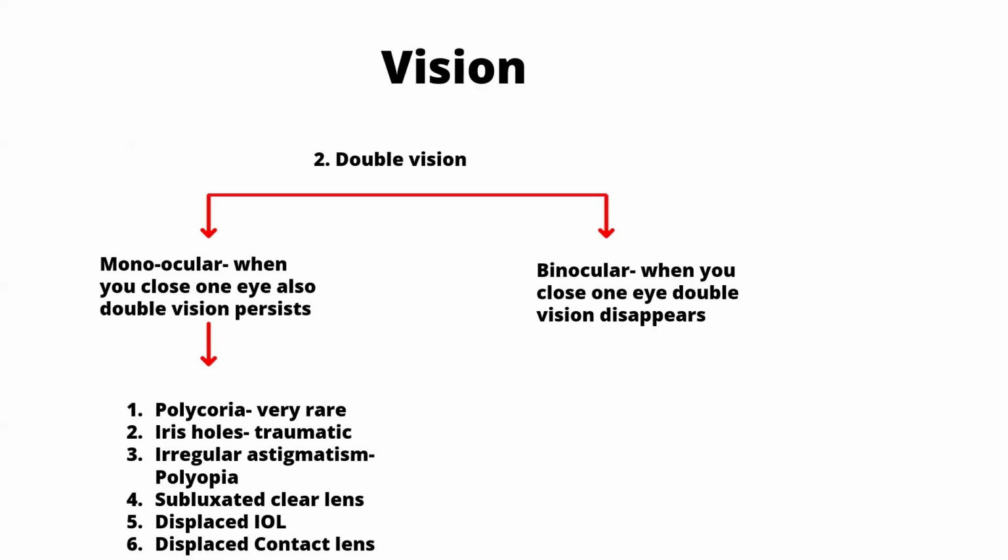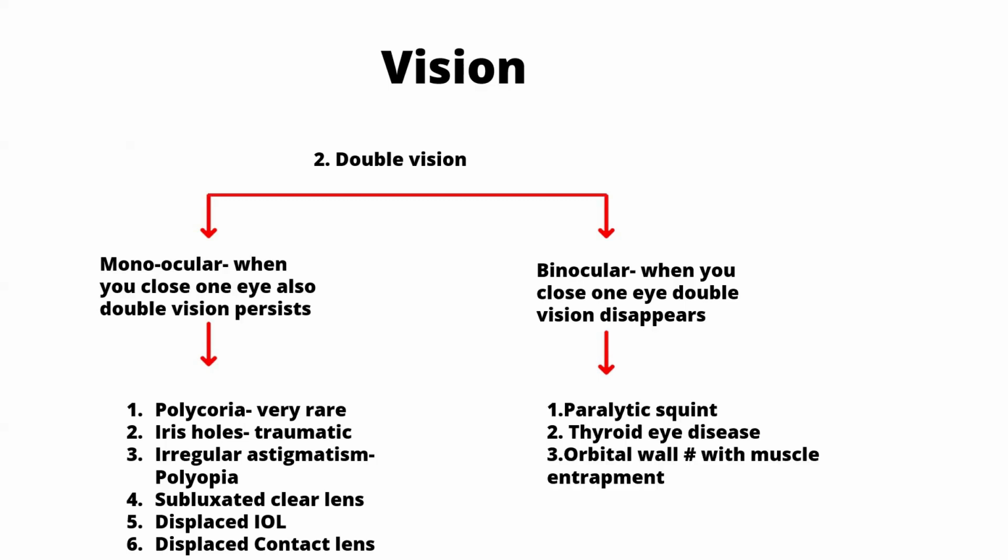When a patient says binocular double vision, that means when he keeps both eyes open, only then he has double vision. When he closes one eye, the double vision disappears. When a patient says this, you'll have to be thinking of something which involves the extraocular movements. So what could affect the extraocular movements? Either paralysis of the muscles or restriction of the muscles.